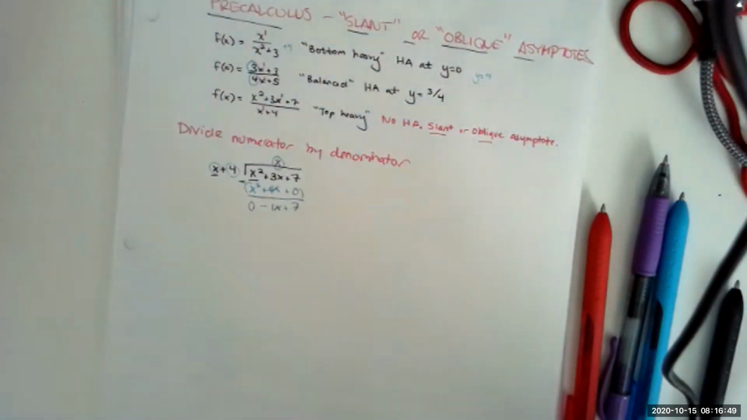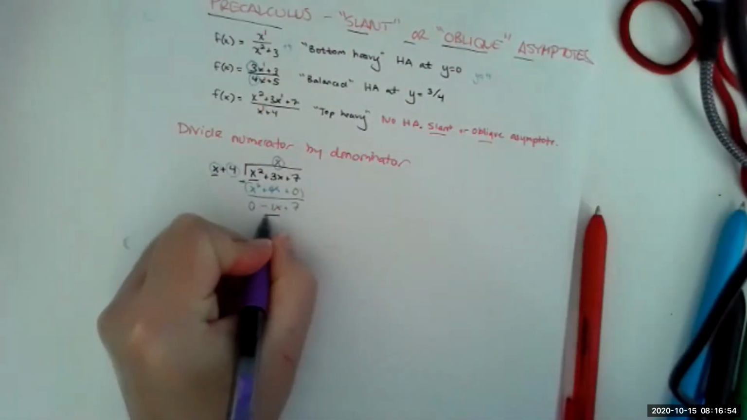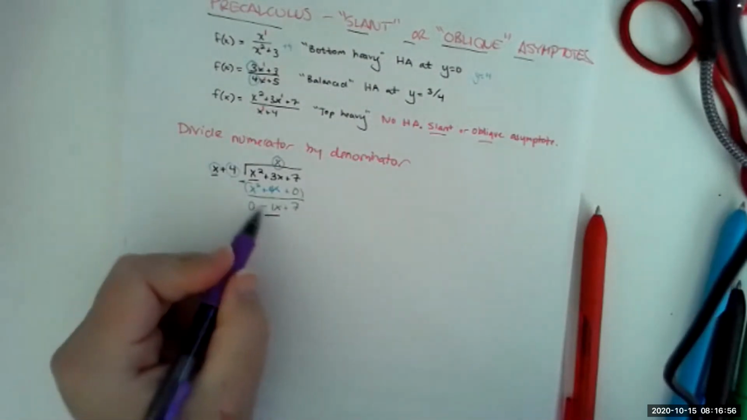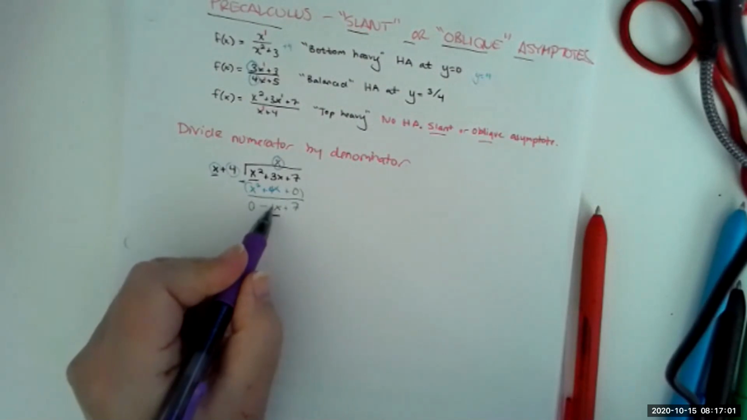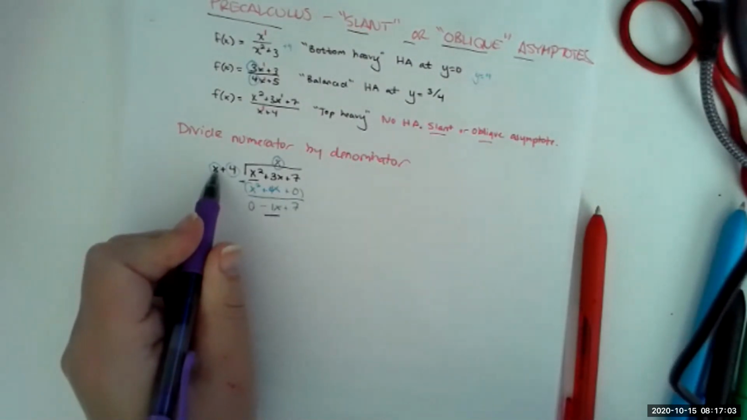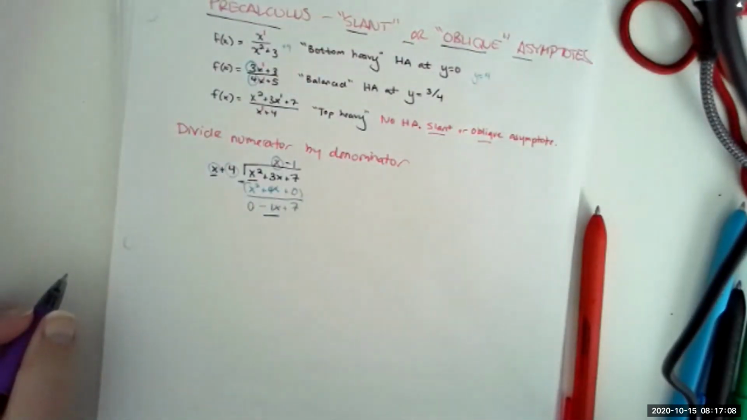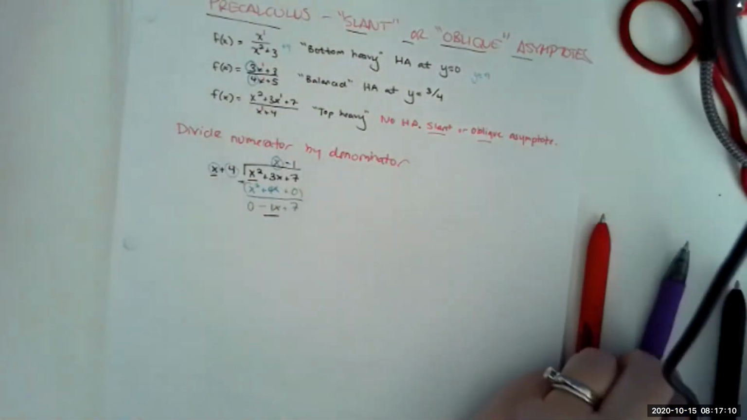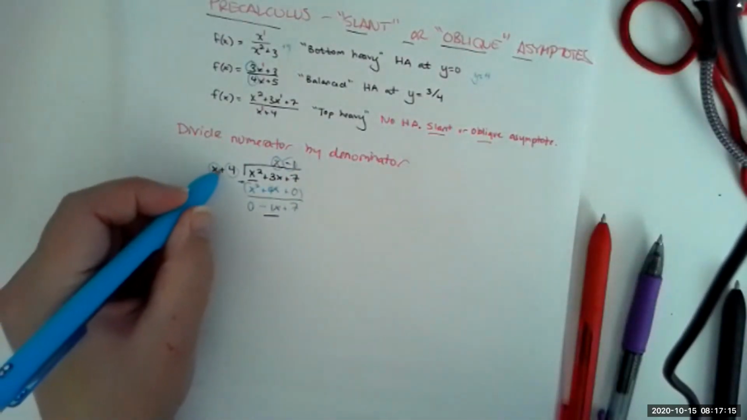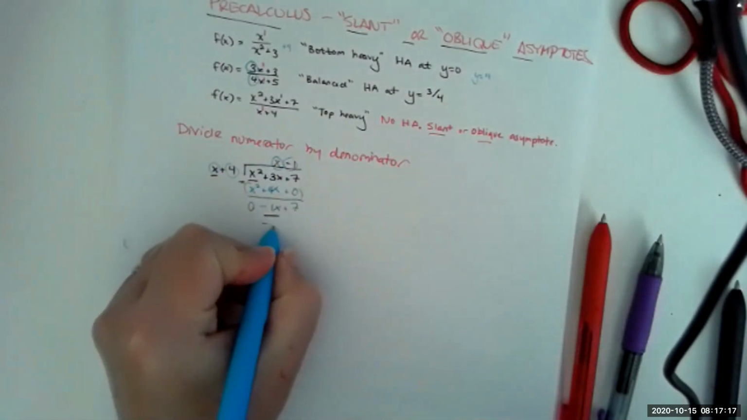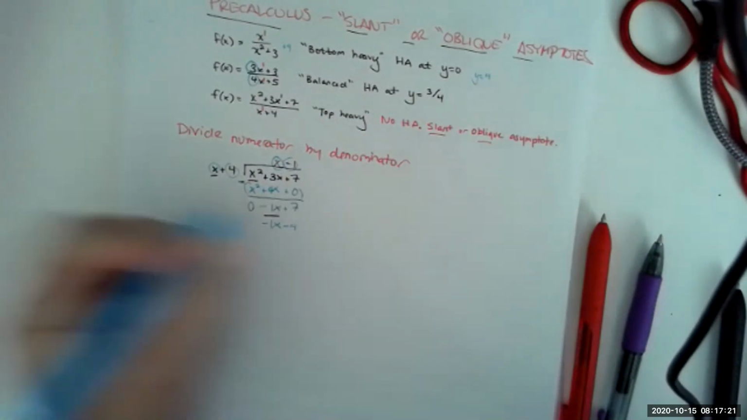Okay, so now what we're going to do is divide again. We're just going to look at the leading terms. Just like we did in the first step, we're going to divide the leading term by x. So negative 1x divided by x is negative 1. Then we'll multiply again: negative 1 times x plus 4. So negative 1 times x is negative 1x, and negative 1 times 4 is negative 4.